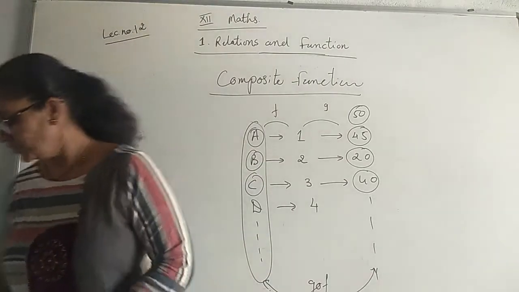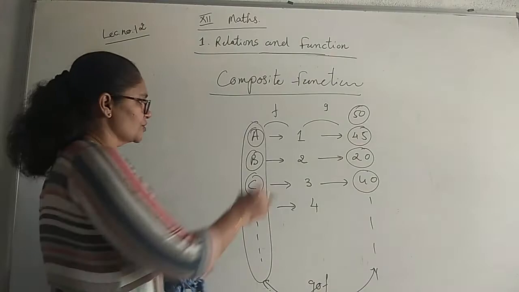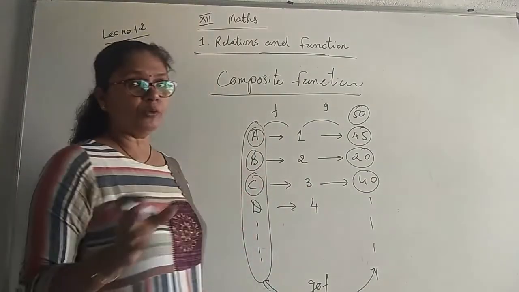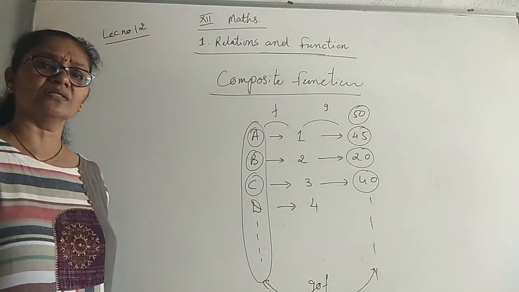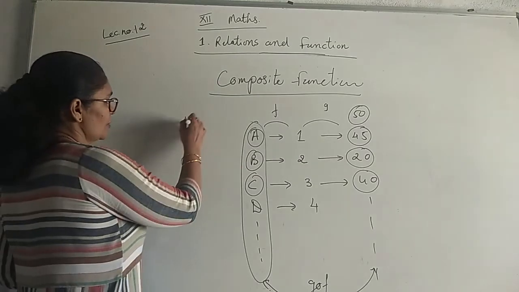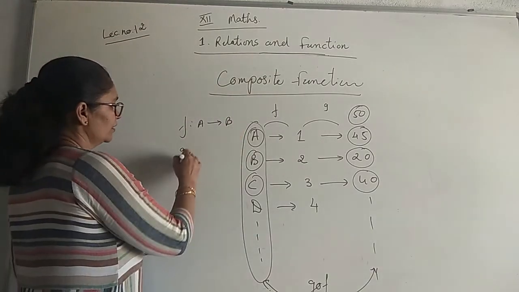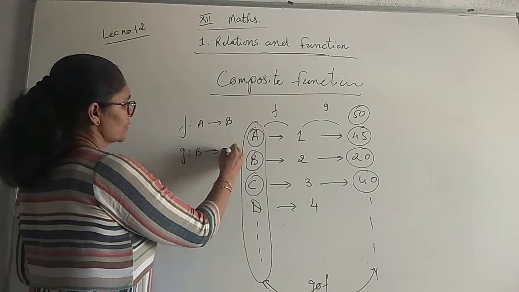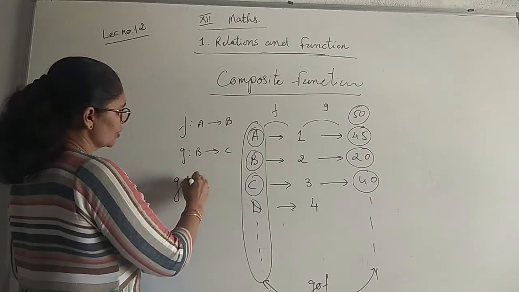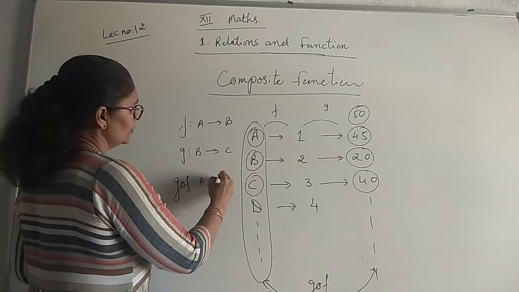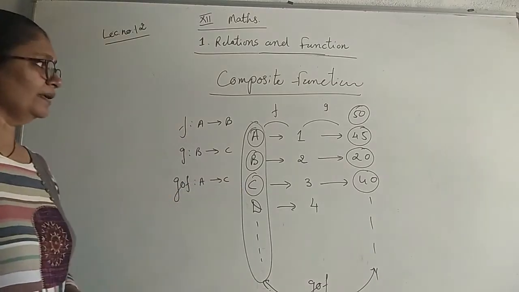Now we take one example. I have already explained composition by this example, and you can consider many more examples. Suppose I mention a function f from A to B, and another function g from B to C. Then I can mention g o f from A to C. That way we can write it.